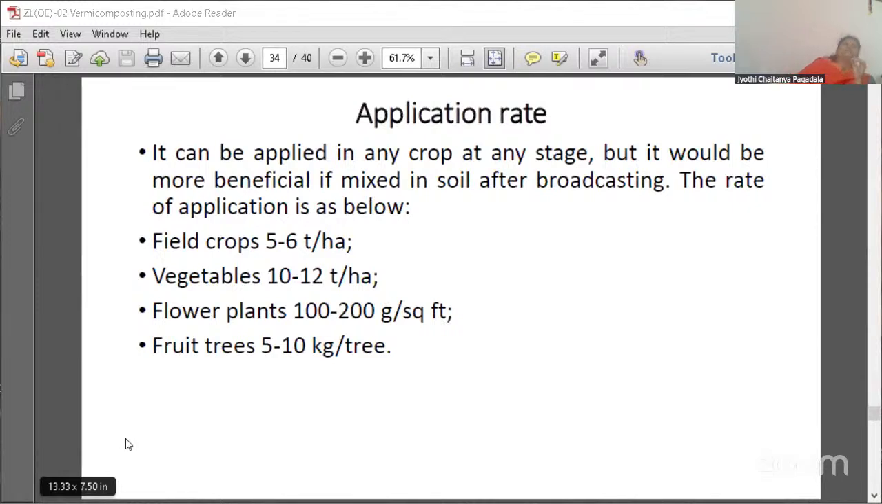And application rate, how much we have to apply for the field crops. It can be applied in any crop at any stage, even in a home garden, even a simple kitchen garden, we can apply this vermiculture. But it would be more beneficial if it is mixed with soil after broadcasting. The rate of application is for field crops 5 to 6 per hectare, vegetables 10 to 12, and for flowering plants 100 to 200 grams per square feet, and for fruit trees 5 to 10 kg per tree. Per tree you have to take 10 kgs of vermicompost, then mix it with an equal volume of soil. Then you have to apply it to the fruit trees, 5 to 10 kg per tree.